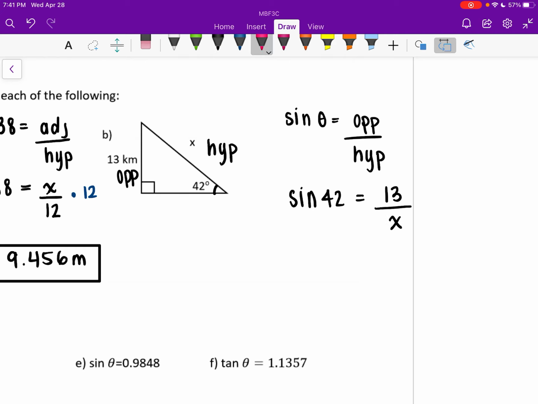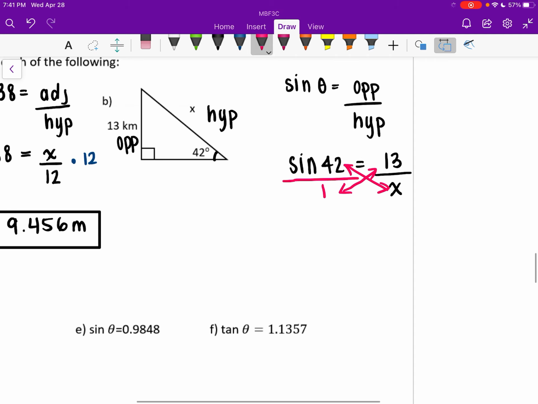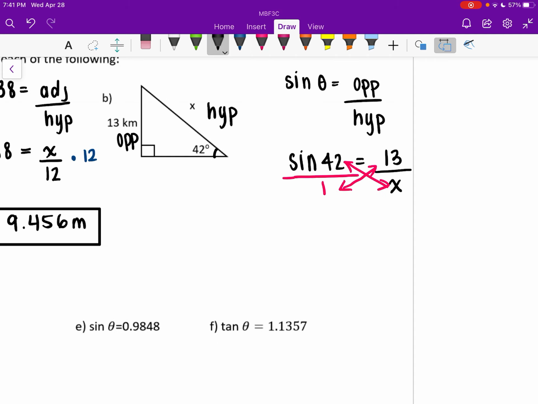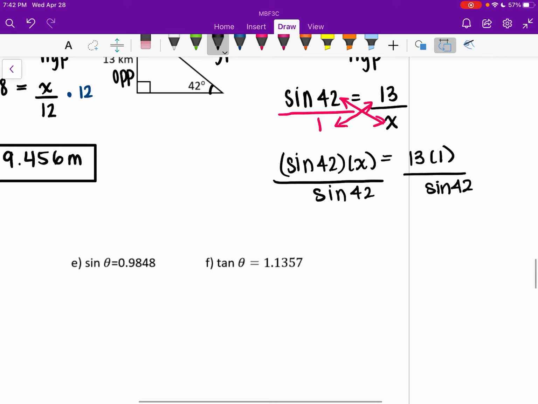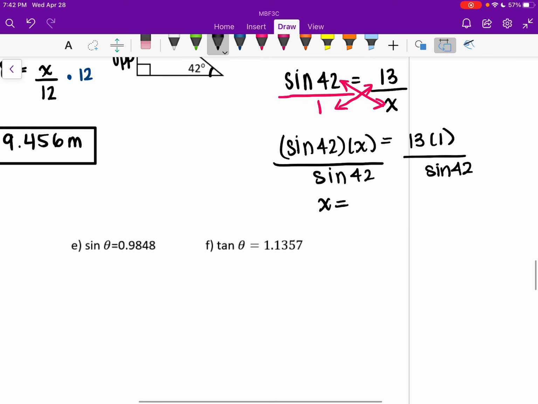So here, if I assume that this is over 1, which it is, I can just cross multiply, right? So I can cross multiply here, cross multiply here. So I'm going to get rid of that x in the denominator. I'm going to be left with sine 42 multiplied by x equals 13 times 1, which is just 13, right? I want to get the x by itself, so I'm going to divide by sine 42. And I'm left with x is equal to 13 divided by sine 42.